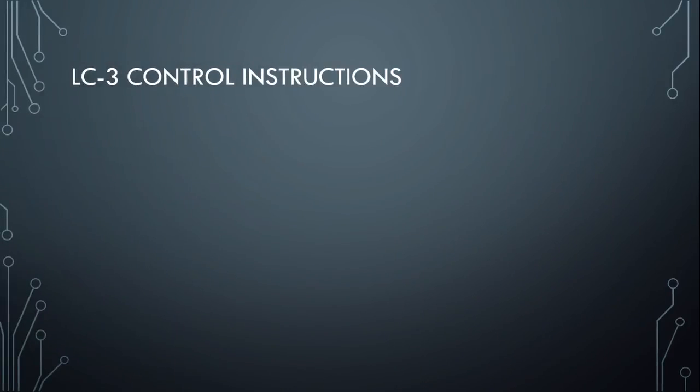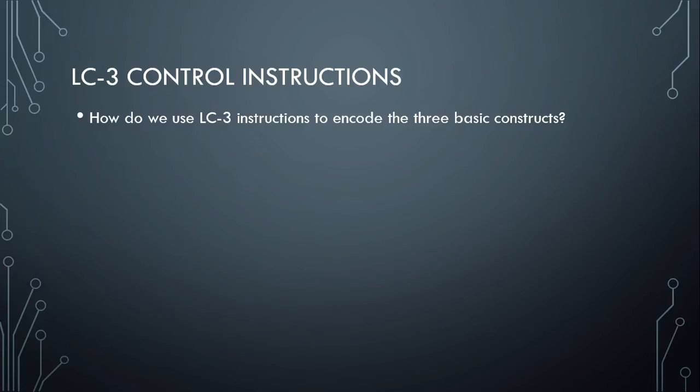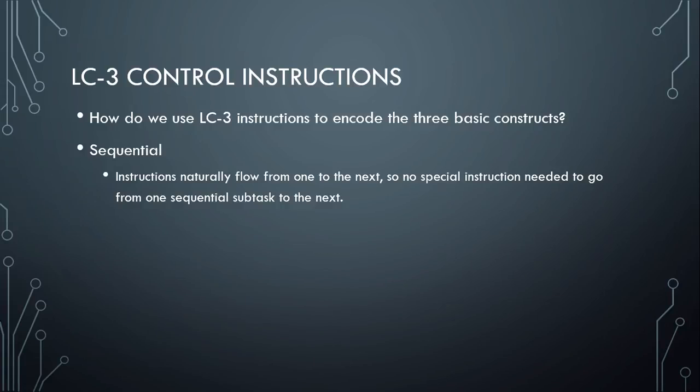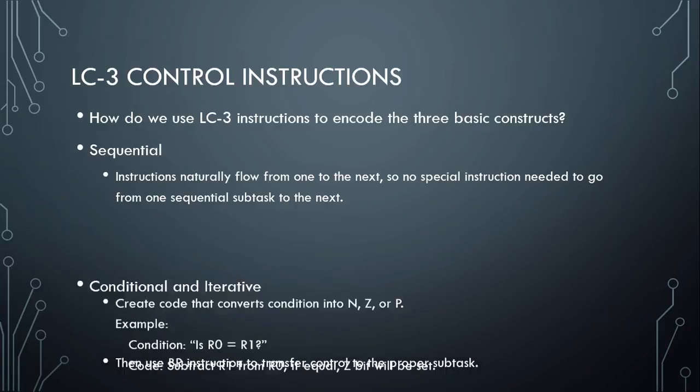Now, with the LC3 and its construction and control instructions, how do we use the LC3 instructions that we've looked at before in order to encode the 3 basic constructs that we just discussed in this lesson? Well, with sequential, the instructions will naturally flow from one to another. So no special instruction is really needed to go from one sequential task to another. It executes one line of code, moves to the next line of code, executes that line, going right to the next one. It's sequential. 1, 2, 3, 4, 5, 6, 7, 8, 9, 10 until it reaches the last command.